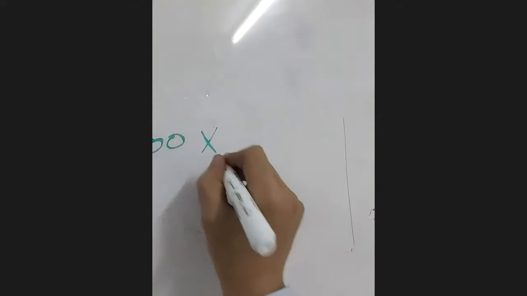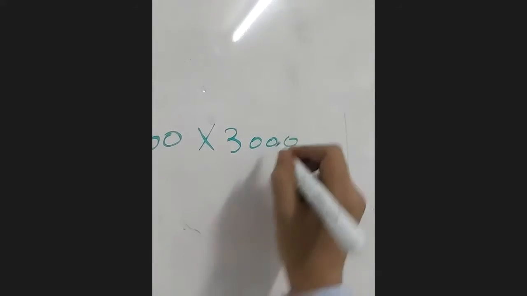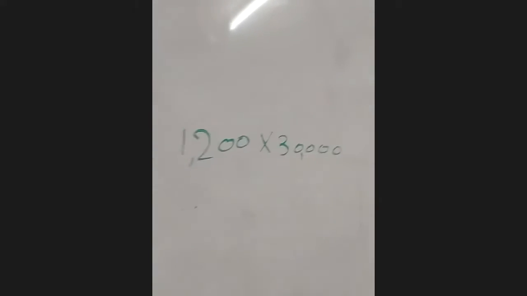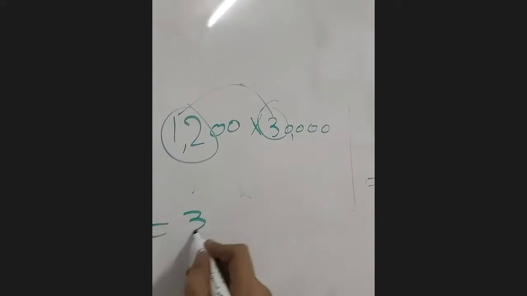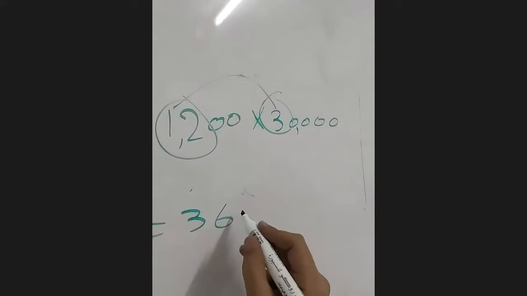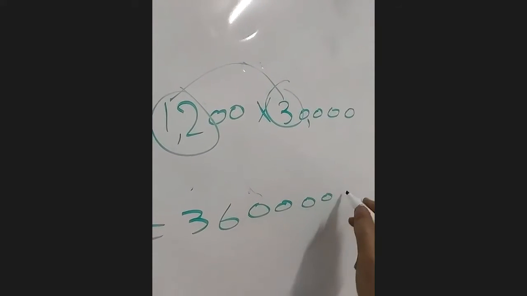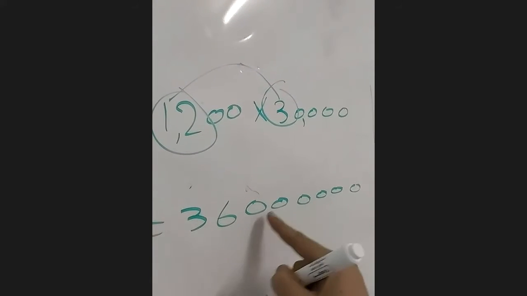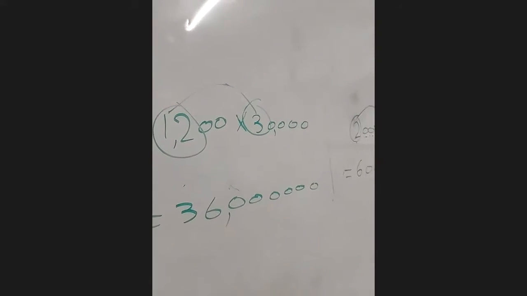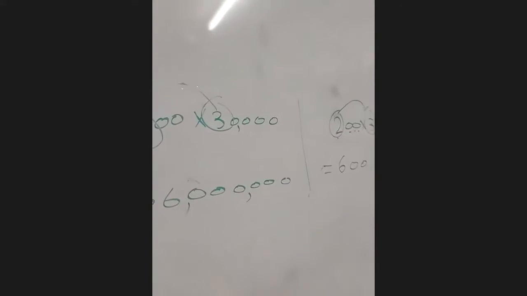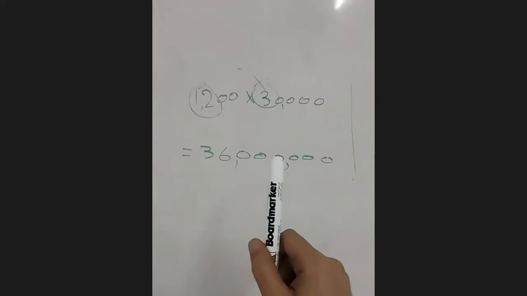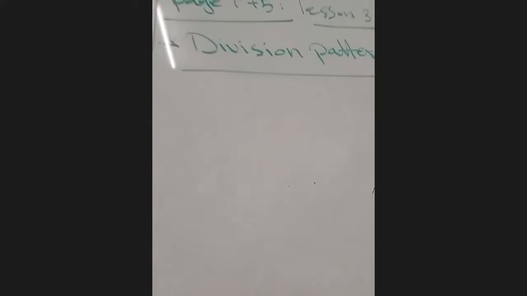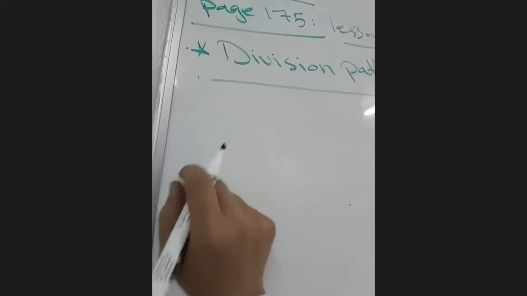Another example, let's remember together: 1,200 multiplied by 30,000. We multiply the 12 with the 3, 12 times 3 is 36. Then we put all the zeros. We have 6 zeros here: 1, 2, 3, 4, 5, 6, which means 36 millions, right? So in multiplication, guys, we multiply the number with the number and we put all of the zeros. But it's different from the division. From the division, guys, what we do, for example, look here and focus, please.